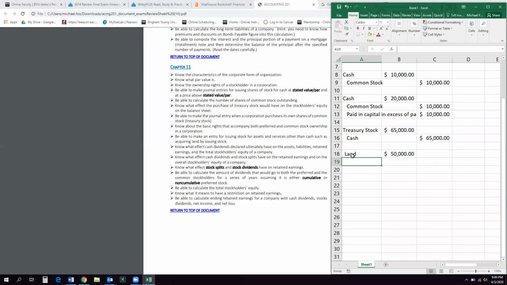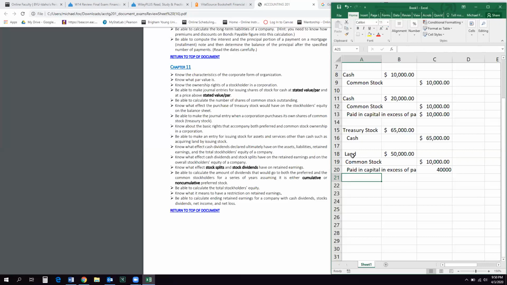And then the stock, so depending on the number of shares of stock I issue, let's say I give them 10,000 shares of stock that has $1 of par value. So I would enter this as common stock of $10,000 and then paid in capital in excess of par of $40,000.